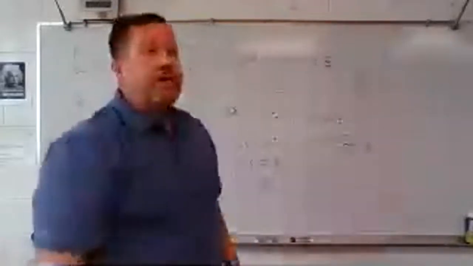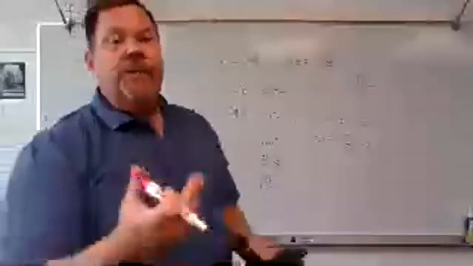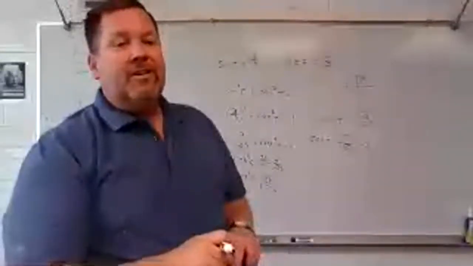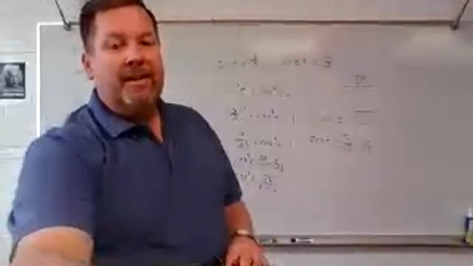So sine was 3/5. Cosine of angle t is 4/5. We're going to stop the video there. You can tackle some of the homework questions that have to do with that, and we'll pick up with the end of the lesson in a little bit.